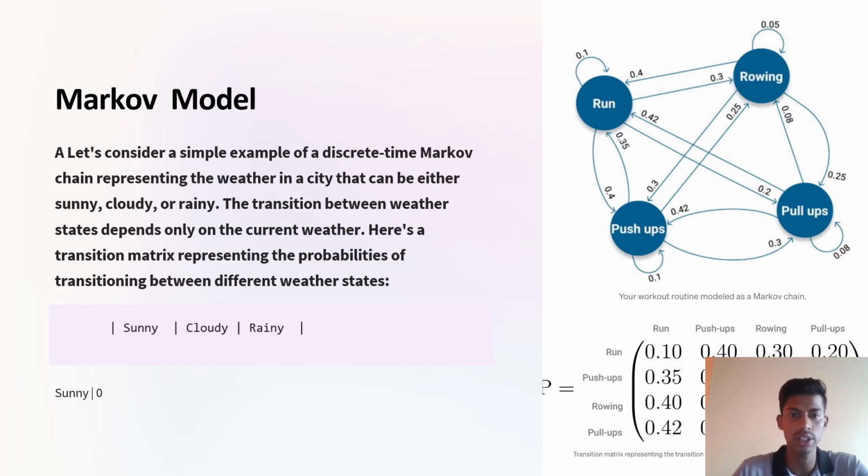Now, as we can see over here, the weather can be either sunny, cloudy, or rainy, and the transition between weather states depends only on the current weather. Here's a transition matrix, with the probability of sunny, cloudy, and rainy. If it is cloudy, we can easily guess that it's going to be rainy for the next state. And if it is sunny, we can just guess the probability of cloudy. That is called a Markov model.